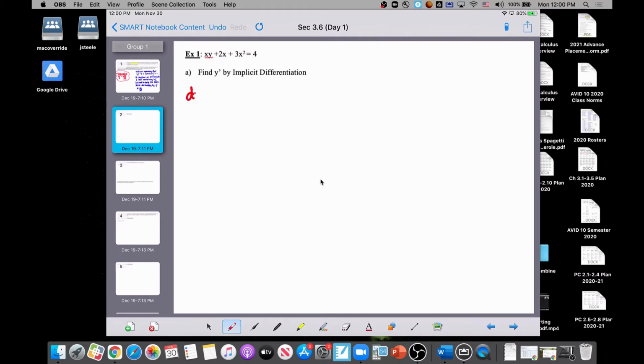So I'm going to say that I am going to do dy dx of the left-hand side, which is xy plus 2x plus 3x squared. And that's going to be equal to the derivative dy dx of the right-hand side. And so now I differentiate each term. Now keep in mind, every term that I differentiate may have its own differentiation rules associated with it.